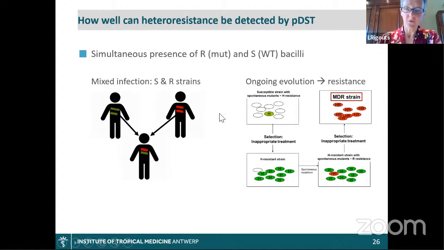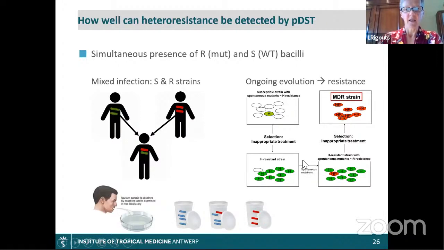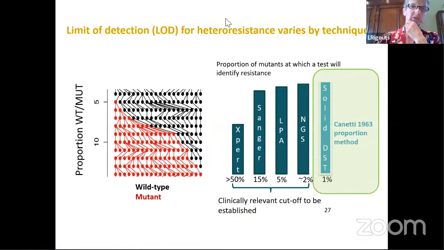So heteroresistance is also an issue in Mycobacterium tuberculosis, either from having two different infections or from an evolving resistance, and also the different sputa that can have some of these susceptible and some of the resistant strains. But the limit of detection for heteroresistance is very good for phenotypic DST and better than most of the rapid molecular testing, at least. So in principle, we can detect up to 1% of the variant resistant mutants.